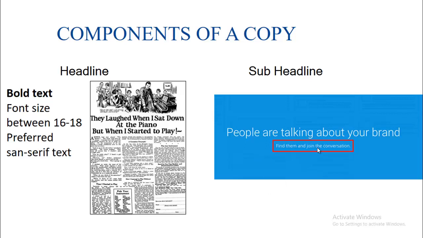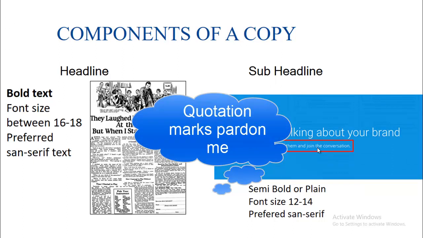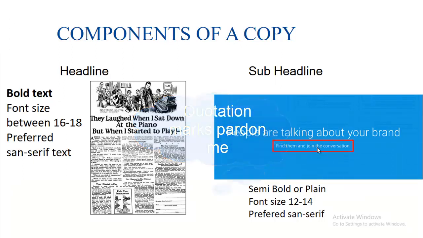Okay, and you should write your sub headline in either plain or semi bold text, and the font size should be between 12 and 14. So if your headline is between 16 and 18, your sub headline should be smaller than your headline. And avoid putting parentheses and exclamation marks. But if you want to put an exclamation mark, one is okay. Don't put three, and don't put apostrophes in between the text. It just doesn't look nice. It looks really bad. I think I already gave an example of this, right? So let's move on to the next thing.